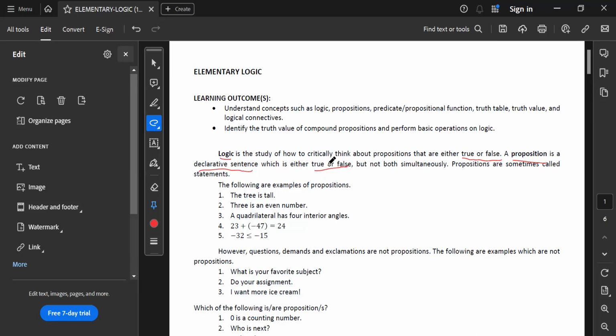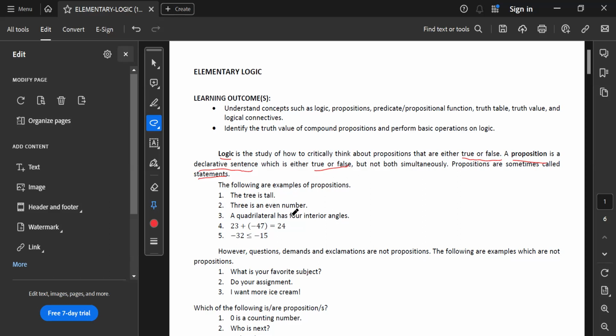So, a certain statement cannot be both true and false at the same time. And sentences or statements whose truth value cannot be determined are not allowed here. And then, a proposition is sometimes called a statement. So, these are some examples of proposition.